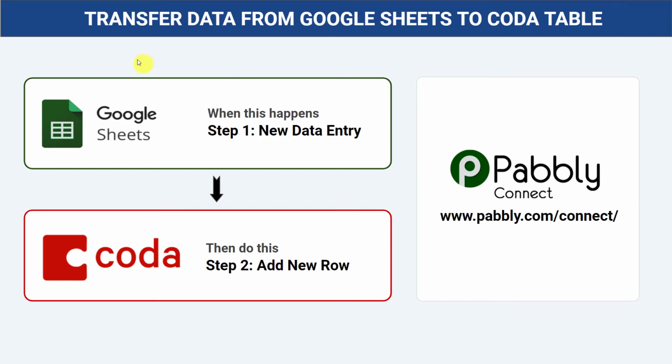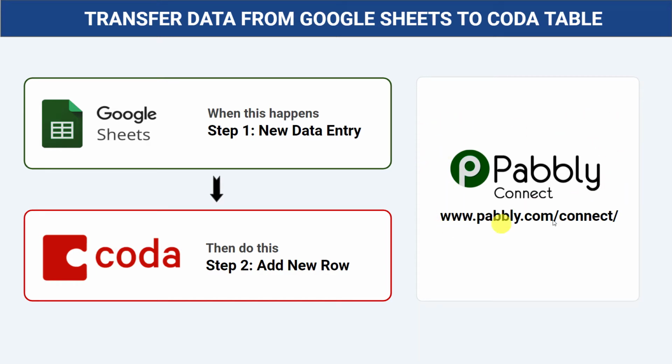Hello everyone. So in this video we will learn how to transfer data from Google Sheets to Coda table automatically. The idea is that whenever a new data row is added in Google Sheets, it will automatically create a new row in Coda. The issue here is there is no active connection between Google Sheets and Coda. So that is why we will be using an integration and automation software called Pabbly Connect that will integrate Google Sheets and Coda. The best part of using Pabbly Connect is a person without any technical background can perform this little integration very easily.